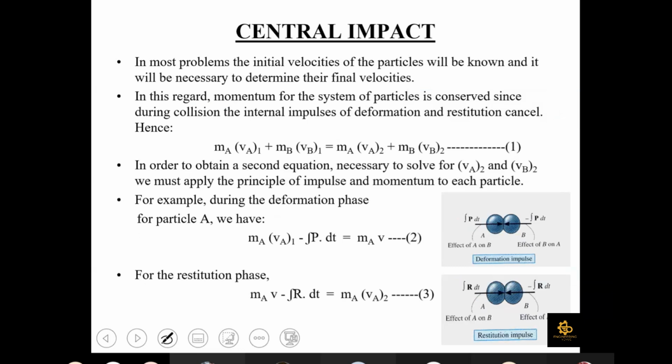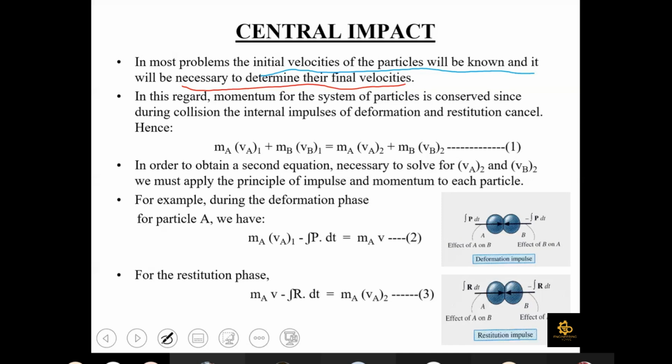In this regard, when we are considering the central impact, in most problems, the initial velocities of these particles will be known to us. Initial velocity से क्या मुराद है कि the velocities of both the particles before collision is generally known to us in all the problems, and we are required to determine the final velocities of these particles. That is, after collision ये particles कितनी velocity से travel करेंगे. In other words, VA1 और VB1 हमें known होती है, which are the velocities of particles before collision, और VA2 और VB2 unknown होती हैं, which are the velocities of these particles after collision.